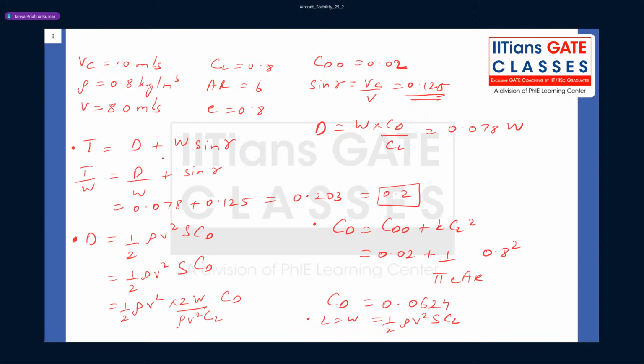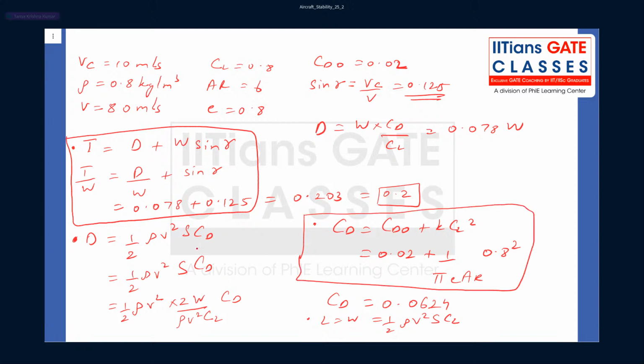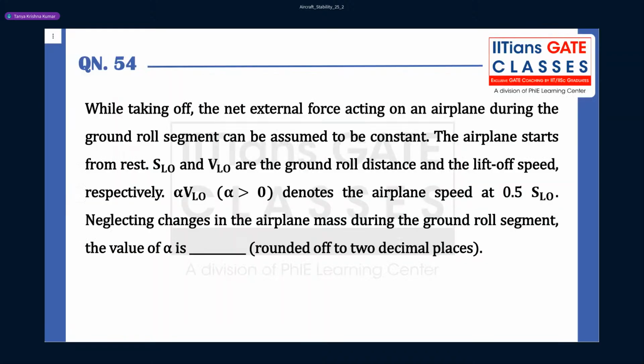So we start with this equation. Then we find out drag. To find out drag, we need your CD naught, CD equation. For that, we find out CD naught plus KCL square, substitute it into the drag equation, and then plug it in here. Just proceed step by step, and then you'll see that some terms cancel out. All right, now let's go to the next question.